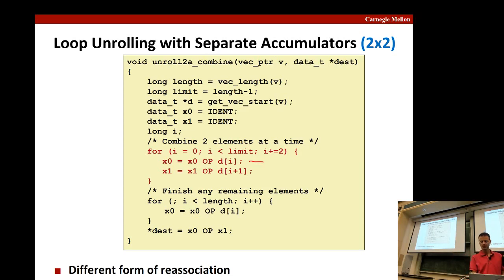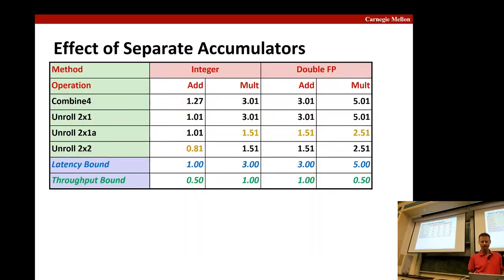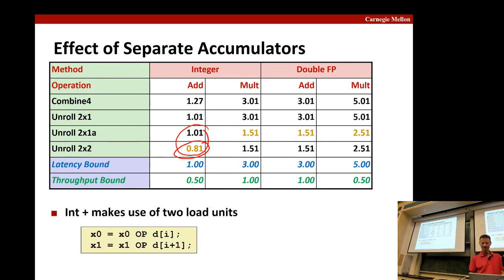So one has the even ones and one has the odd ones, each in their own little temporaries. And then only at the end do we multiply the accumulated result of the odd versus the accumulated result of the even. So the answer ends up being exactly the same. But when we do that, we see there's some further advantage that we got in the add, but not the other ones. And it's because the integer plus is able to make use of the 2 load units.